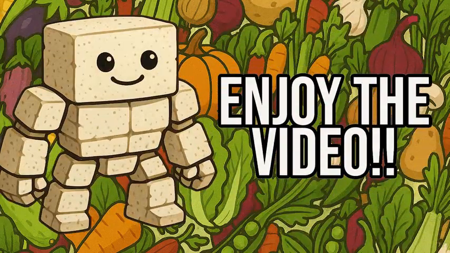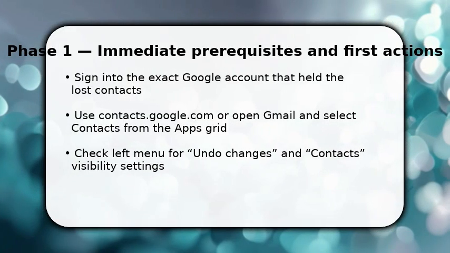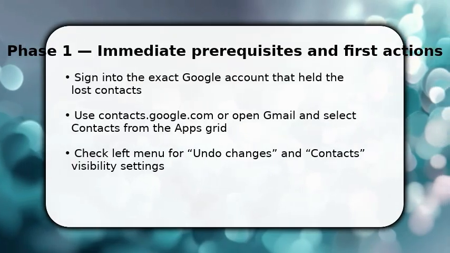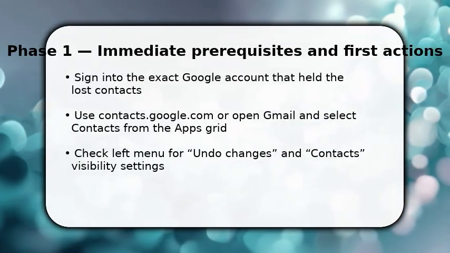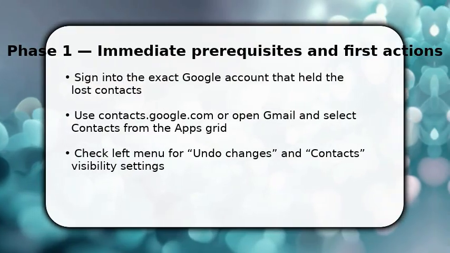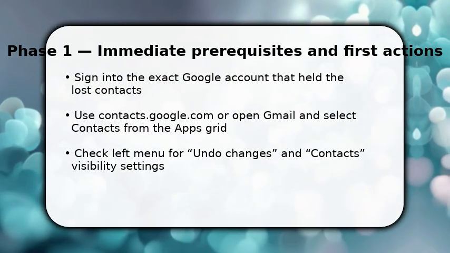You're signed in, now go straight to Contacts. Google.com or open Gmail and click the Apps grid to select Contacts. You need the correct Google account because Contacts live per account.